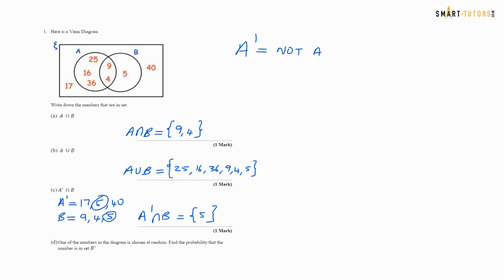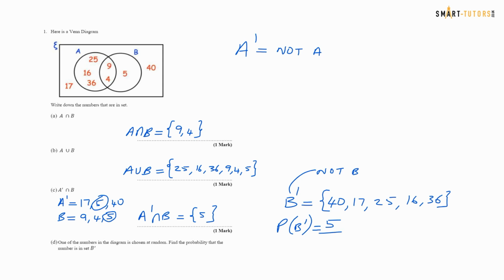One of the members in the diagram is chosen at random. Find the probability that the number is in set B dash. So what is set B dash? B dash means not B. So what numbers will come for B dash? 40 will come, 17 will come, 25, 16, 36. B dash means not B. So cover the B circle, anything outside of the B circle is B dash. So how many numbers are there? 1, 2, 3, 4, 5. So the probability of B dash is 5 upon, totally how many numbers are there? 1, 2, 3, 4, 5, 6, 7, 8. So 5 upon 8 is the answer for part D.